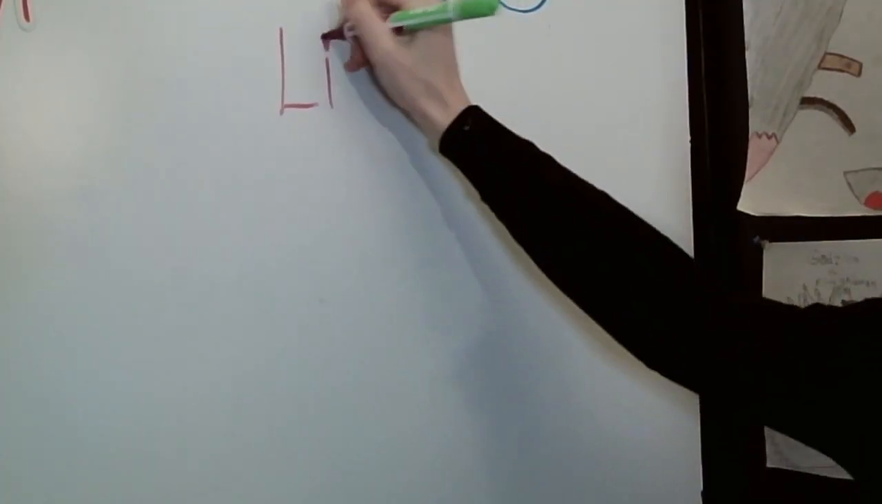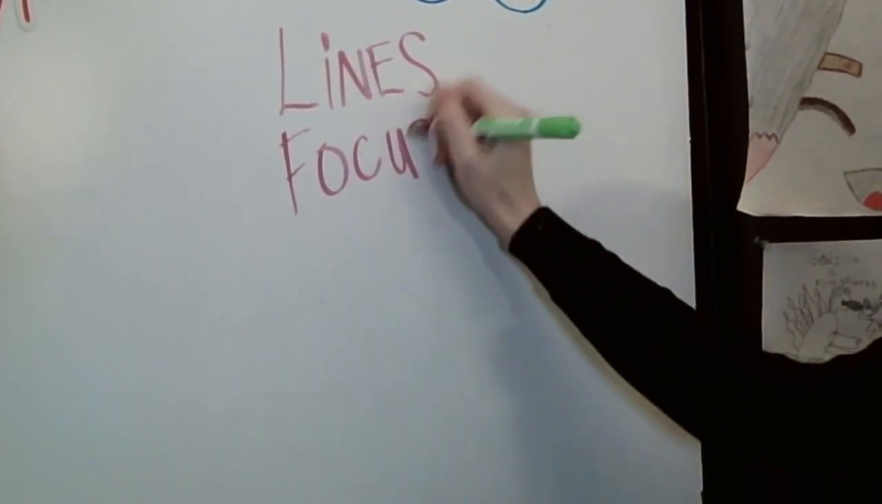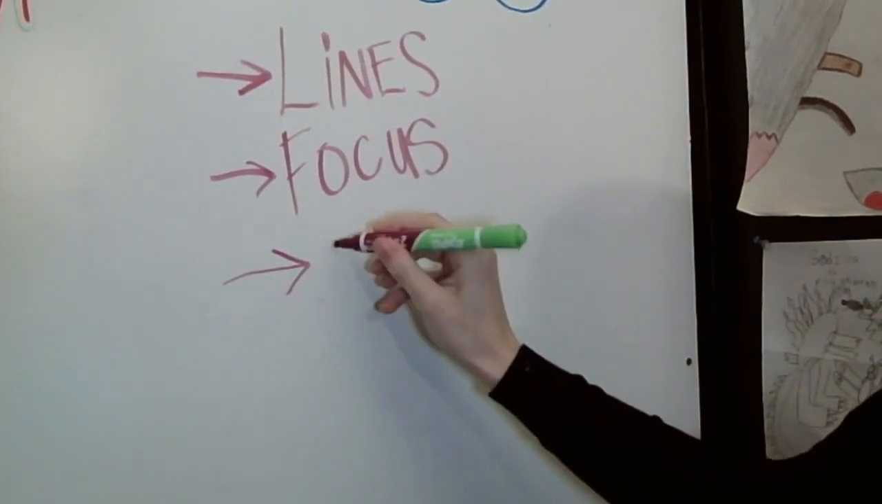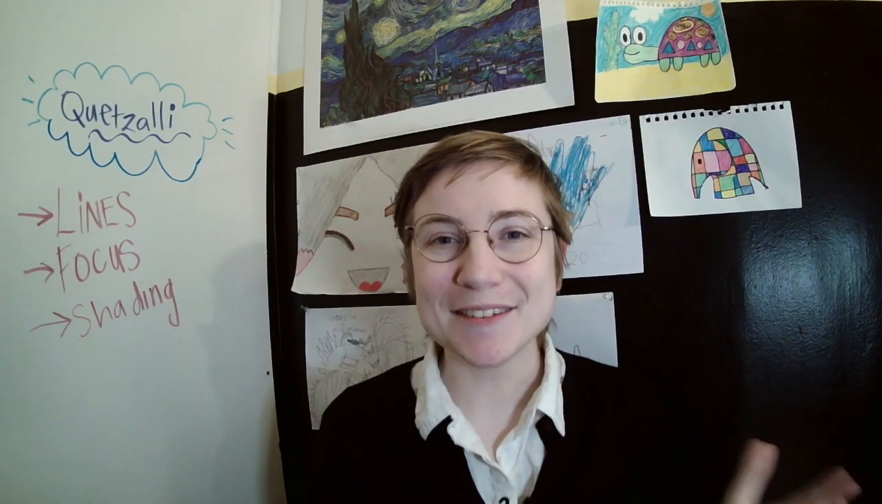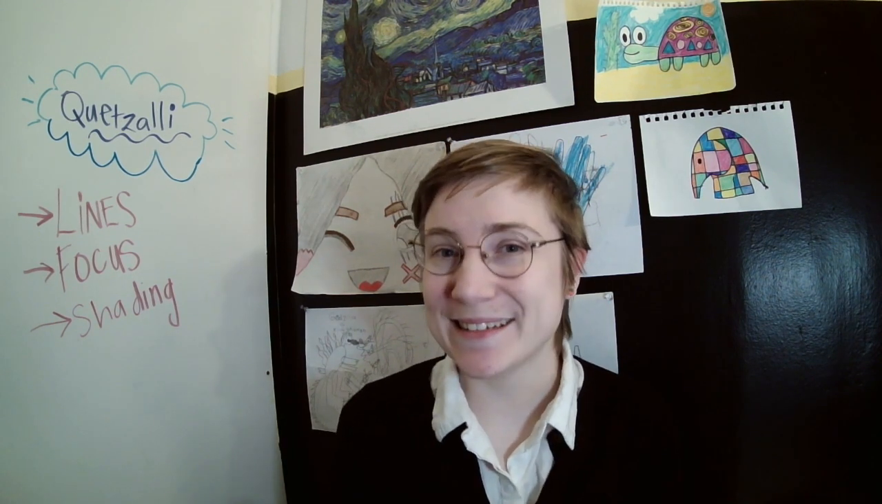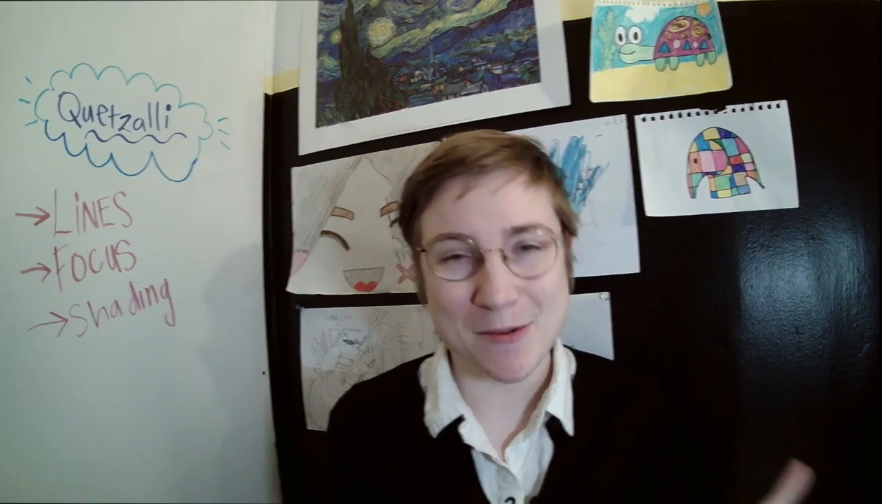All right, let's think. What have we been learning all week? We've been talking about using lines, using our focus as artists, and we also talked a little bit about shading. Lines are one of the most important ingredients an artist has that they can put inside of their art to make their artwork their own. Let me show you a little bit about what I'm talking about.